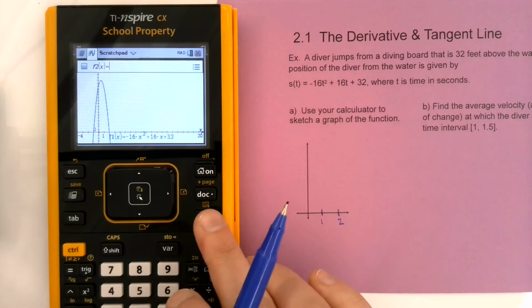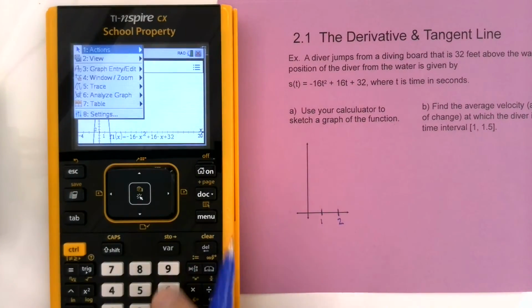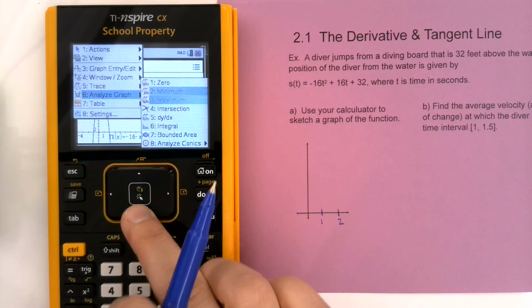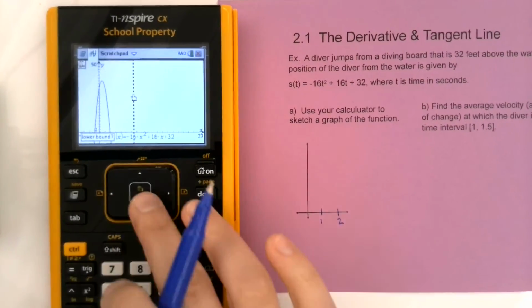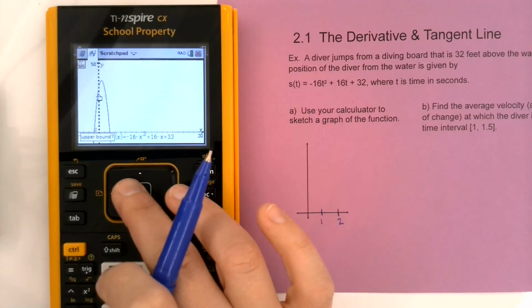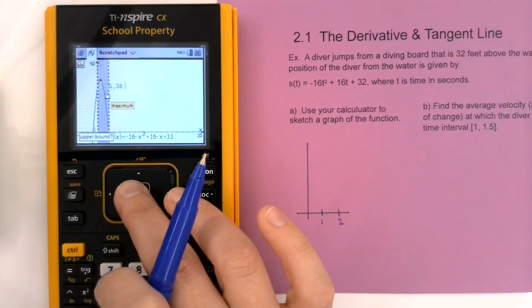Okay. The max might give us a good idea. So back to our menu and then our analyze graph. We've got a lot of options. We can find a 0 or an x-intercept. We've got a max as an option. It's one of those that's going to ask you to go to the left of your max and to the right. Oh, lower and upper actually. But that is what it means.